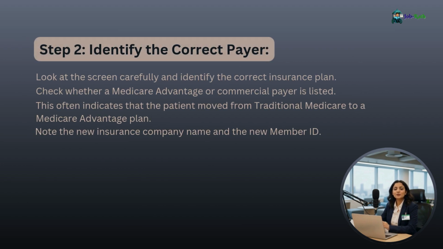In step 2, identify the correct payer. Look at the screen carefully and identify the correct insurance plan. Check whether a Medicare Advantage or commercial payer is listed. This often indicates that the patient moved from traditional Medicare to a Medicare Advantage plan. Note the new insurance company name and the new member ID.